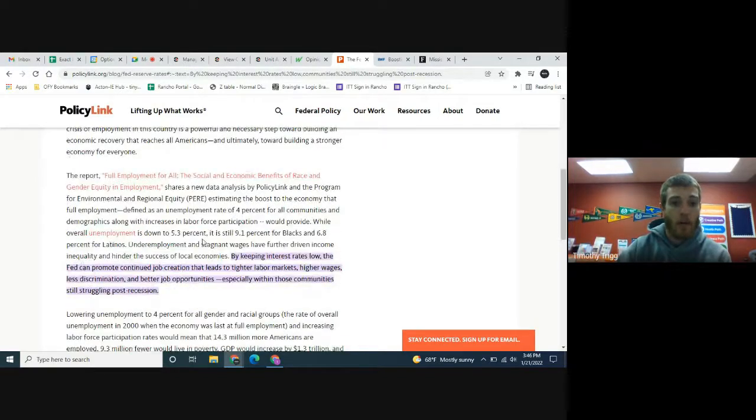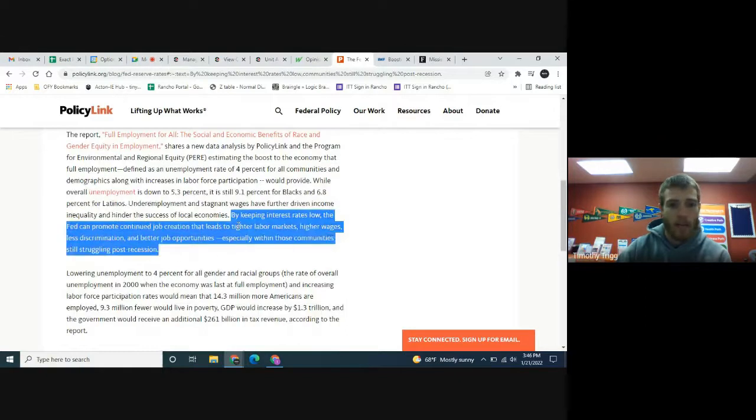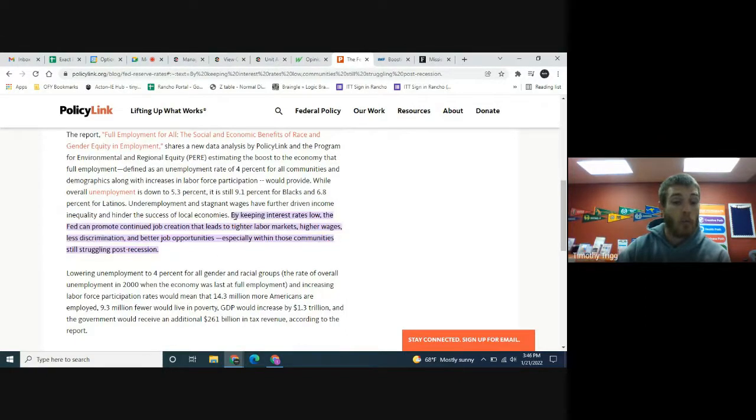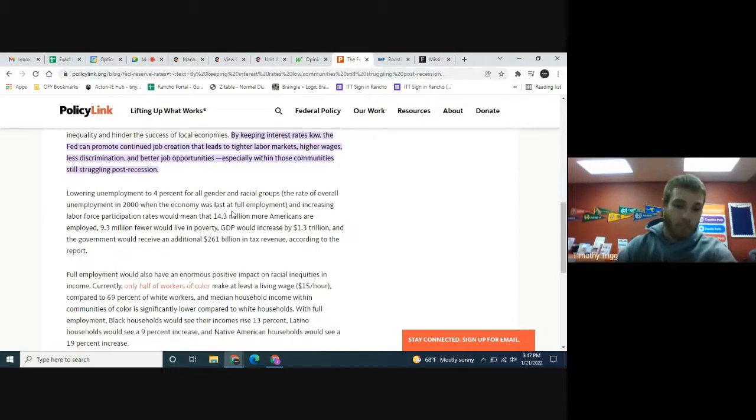So that might be one of her main points, right? This one's highlighted, so maybe that's going to be one of the main points we want to use here. It says, by keeping interest rates low, the Fed can promote continued job creation that leads to tighter labor markets, higher wages, less discrimination, and better job opportunities, especially within those communities still struggling post-recession. So that's another one of her main points.